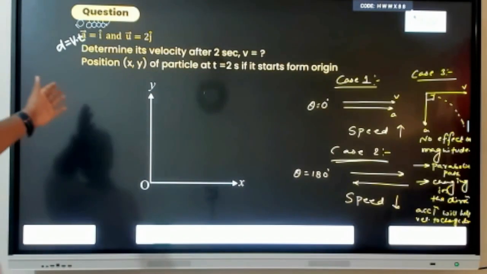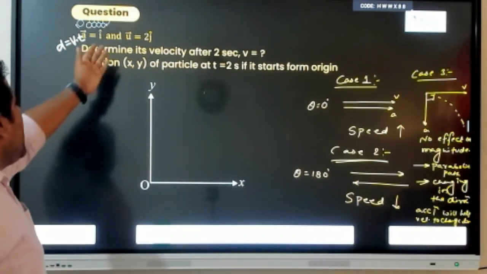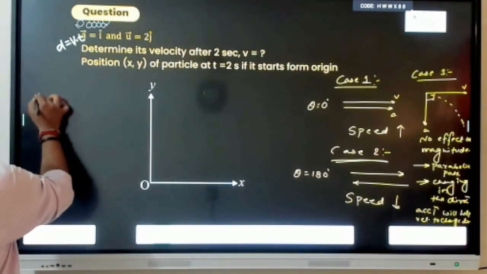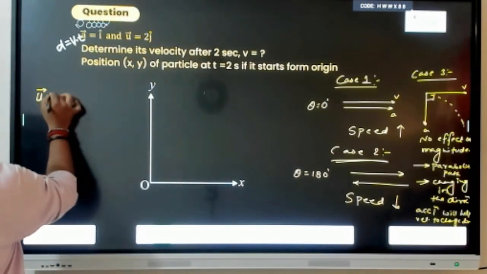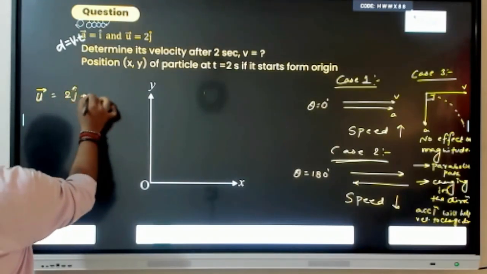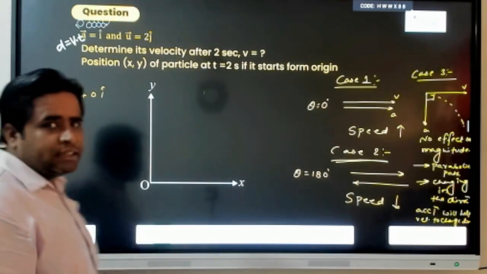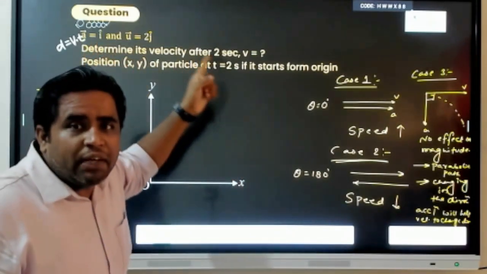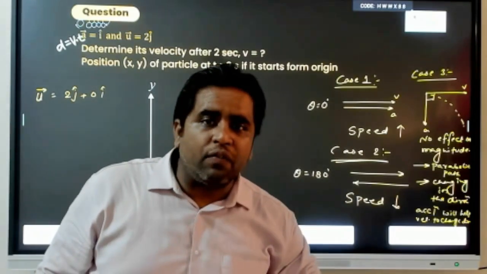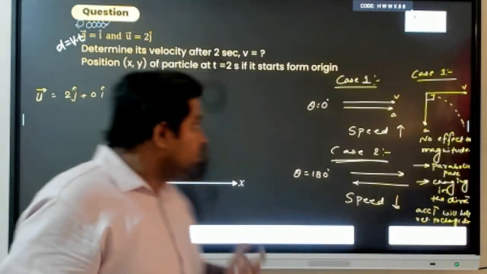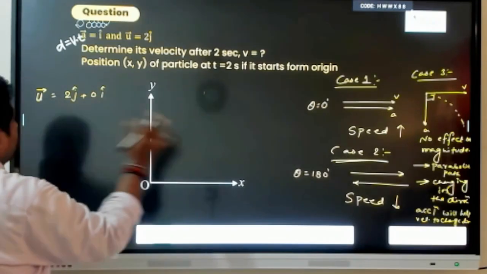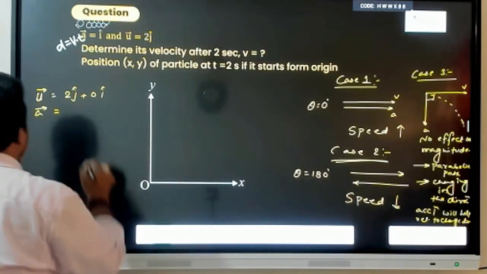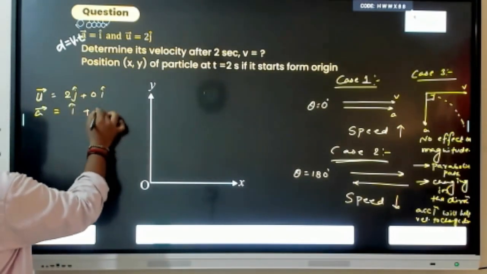They are asking that acceleration is equal to i cap and the u vector has been given as 2j cap. So can't you tell me that if the u vector is 2j cap, then definitely it is 0 i cap plus 2j cap? Why, sir? Because the acceleration has been given in i cap, so we must know the initial state in the i cap. So the acceleration vector will be written as i cap plus 0j cap.